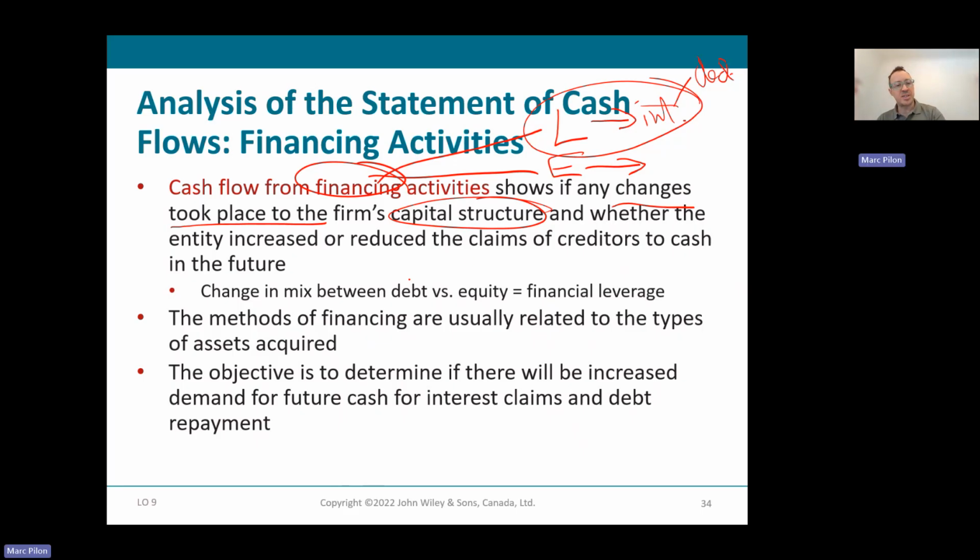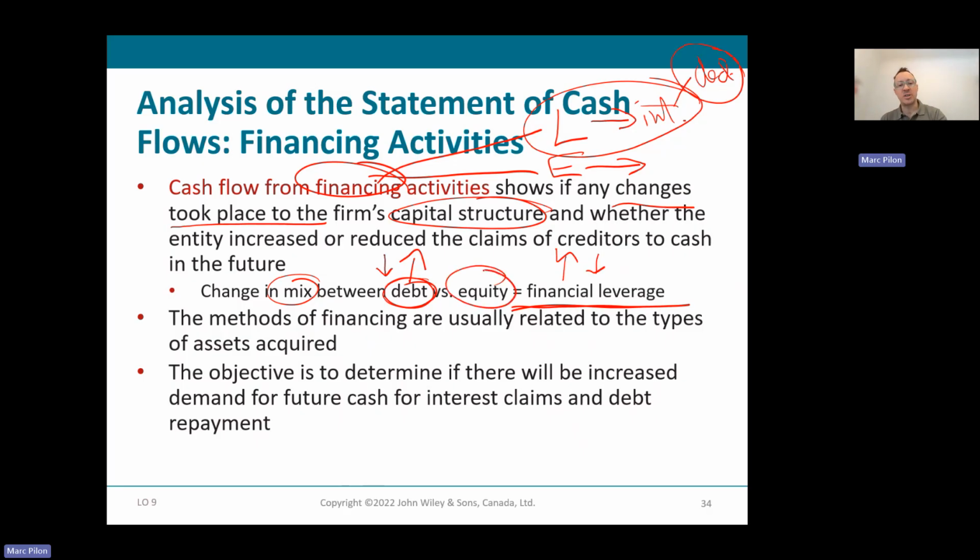So we call this mix between debt and equity financial leverage. If I have a lot of debt, I am very highly financially leveraged. If I have low debt, I'm not very financially leveraged, and then I have more maneuverability, although I'm not benefiting from the deductible interest. I'm paying higher taxes because I'm not deducting interest.